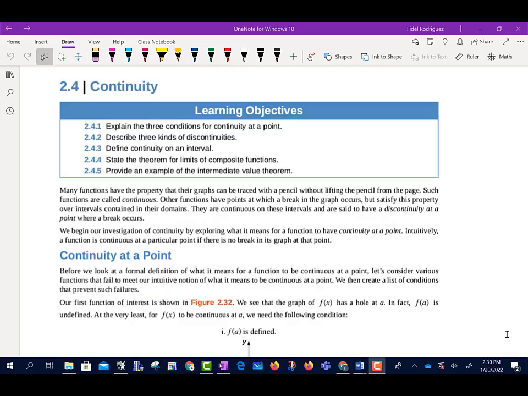Section 2.4 talks about continuity. One of the things we're going to be talking about here: three conditions for a function to be continuous at a point, three kinds of discontinuities, and continuity over an interval. We're also going to talk about a theorem for limits of composite functions and an example of something called the intermediate value theorem. Okay, so let's take a look here.